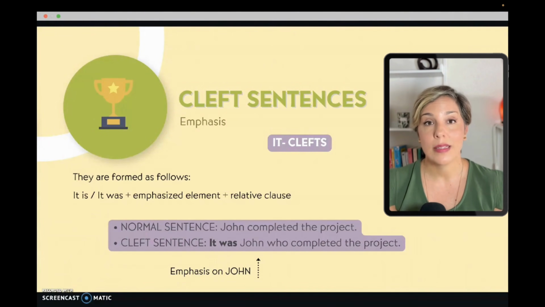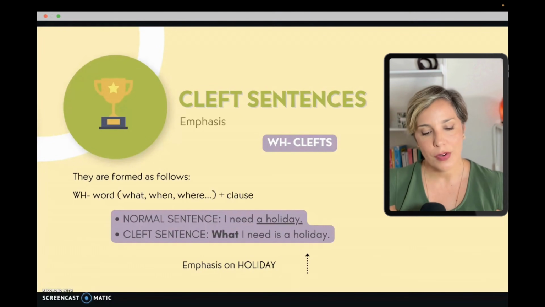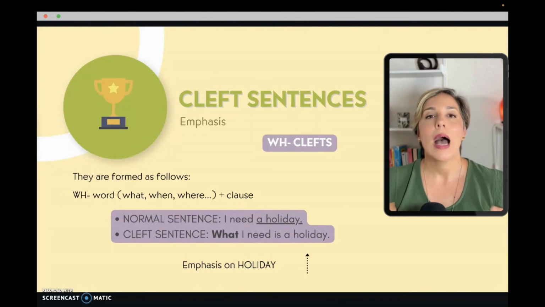Now, of course, with a WH cleft, what comes at the beginning of a sentence is a WH word. So, for example, what, or where, or when, or which, etc. Imagine you want to say, okay, I need a holiday. This is a normal sentence.